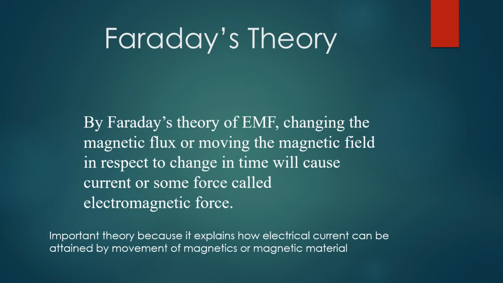Faraday's theory. By Faraday's theory of EMF, changing the magnetic flux, or moving the magnetic field with respect to change of time, will cause current or some force called electromotive force. An important theory because it explains how electrical current can be attained by movement of magnets or magnetic material.